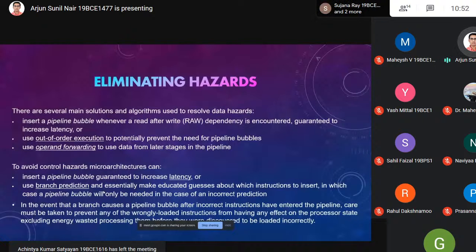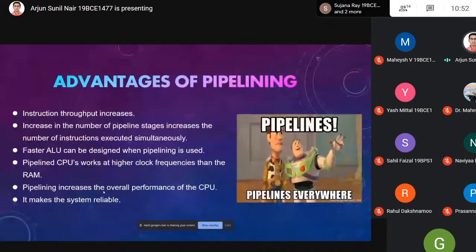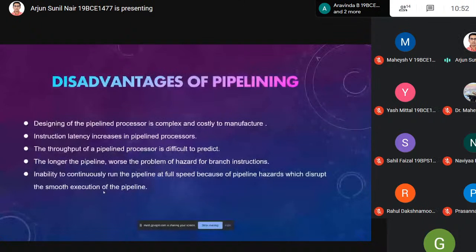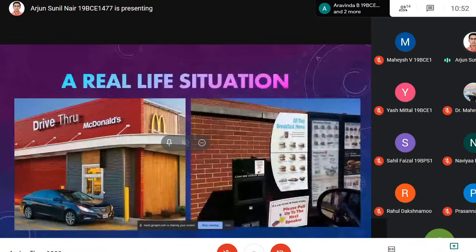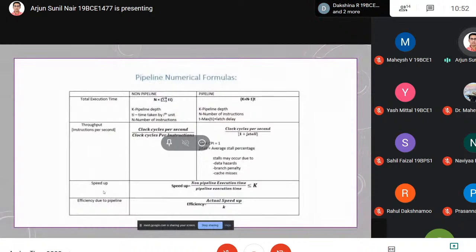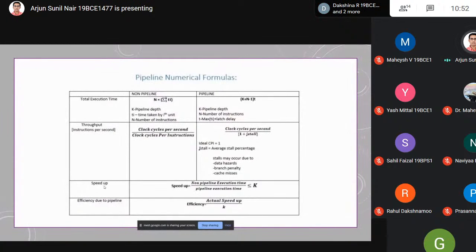Now, the advantages and disadvantages of pipelining were explained by Achintya, and we saw a real life situation as well. Here are a few formulas that are used for solving pipeline problems, and we will share them inside the WhatsApp group.